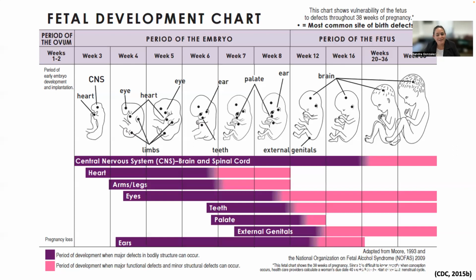It is important to note that there is no safe time and no known amount of alcohol that is safe to drink during pregnancy. There is also no type of alcohol that is safer than others. Beer, wine, wine coolers, and hard liquor all have the same effect on fetal development.